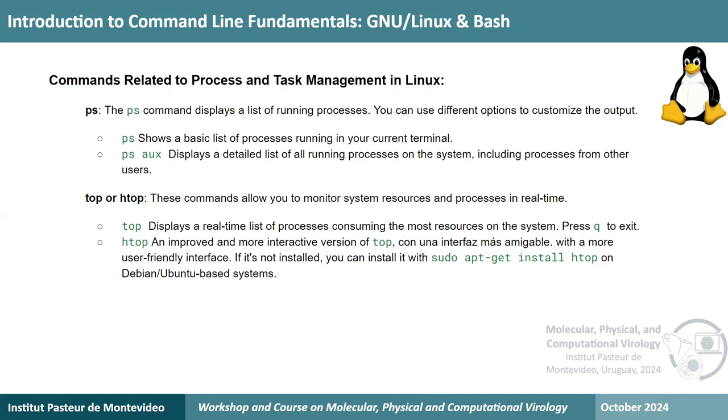And just to let you know, if you are using Ubuntu, Debian, or an Ubuntu-based system, in order to install htop you only have to type this command, sudo apt-get install htop, in your terminal. Once it's installed, htop makes it much easier to manage processes thanks to its user-friendly interface. So bear in mind that these commands are crucial for keeping your system running smoothly, troubleshooting slowdowns, and managing resources efficiently.